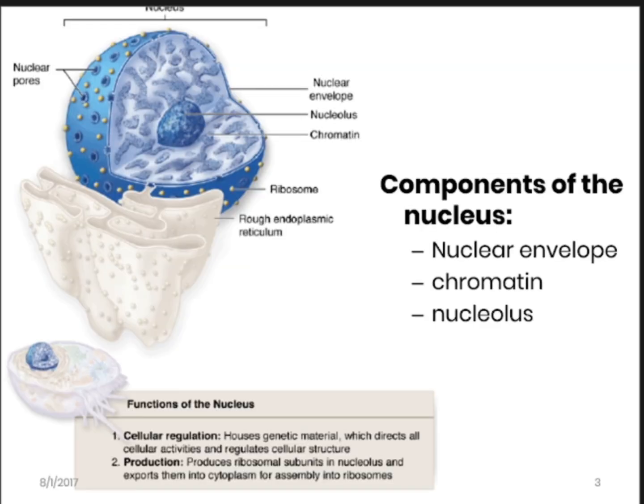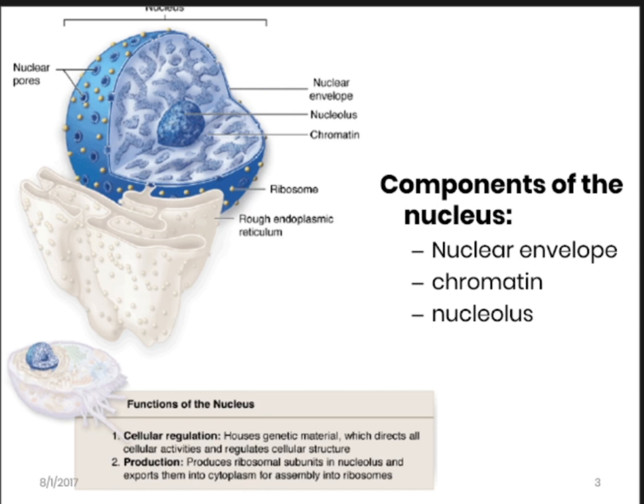We have different functions of the nucleus, and that includes cellular regulation and production. When we say cellular regulation, we're talking about the fact that the nucleus houses the genetic material, which directs all cellular activities and regulates the cellular structure. At the same time, the production function of the nucleus is all about the production of the ribosomal units in the nucleolus, which are exported into the cytoplasm for assembly into ribosomes.